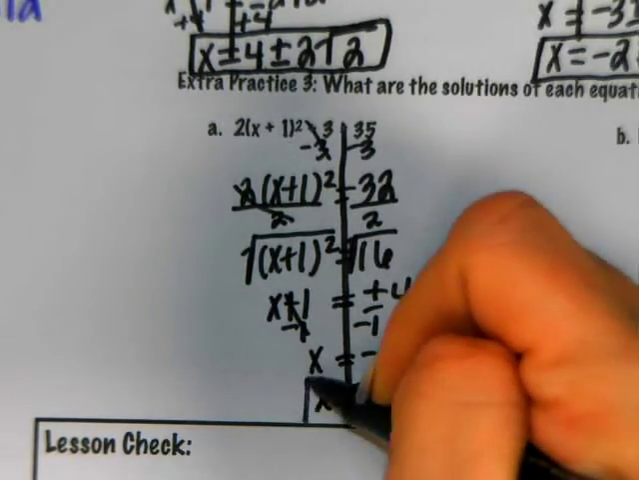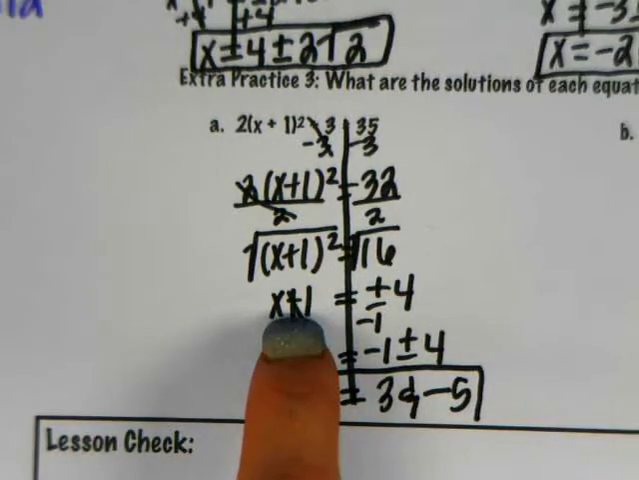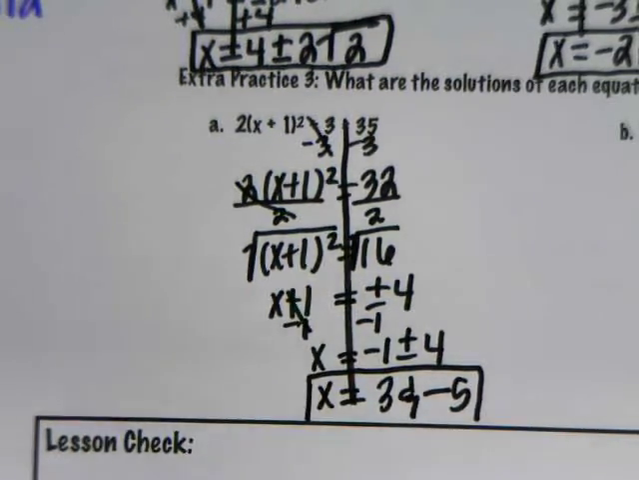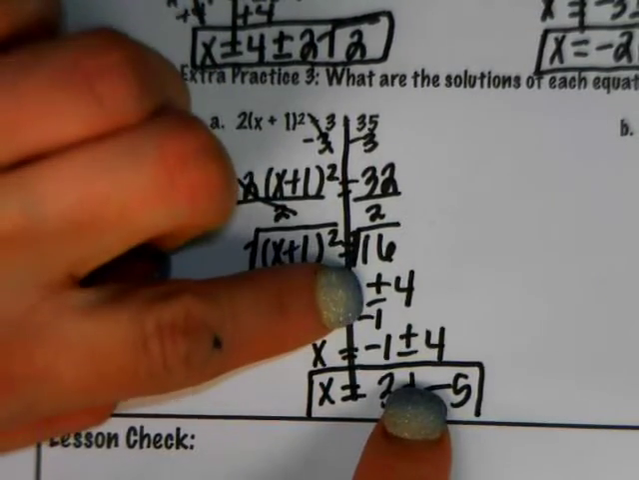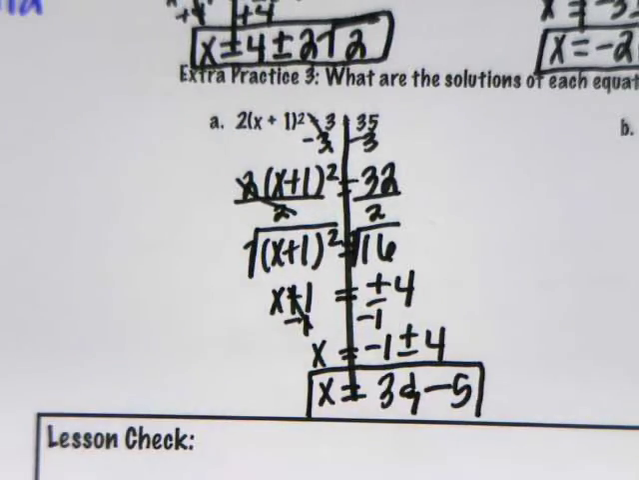Wait, why is it negative? Because you have to subtract 1 to the other side to get x by itself. So it's negative 1 plus 4 and negative 1 minus 4. How do you know which one to do it to? It's always whatever you take the square root of, it gets a plus or minus. And then whatever you move over just goes in front. Oh, okay.